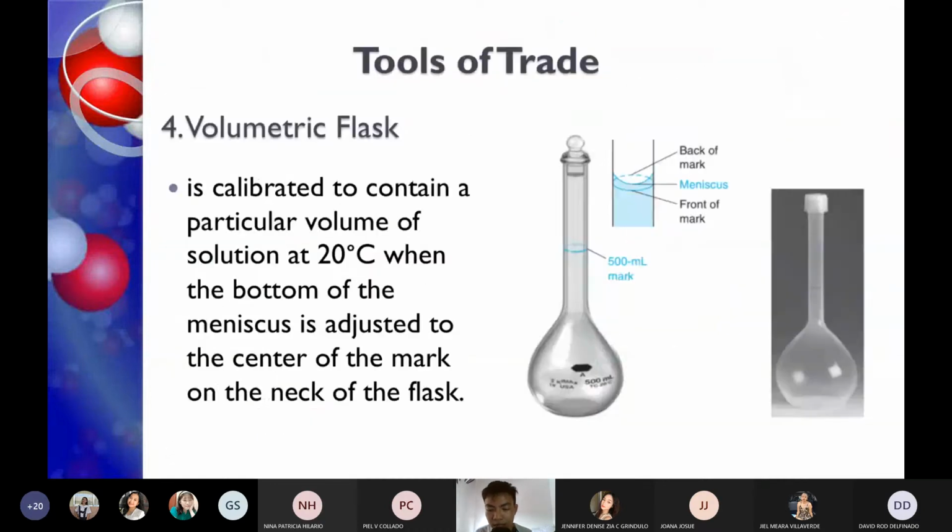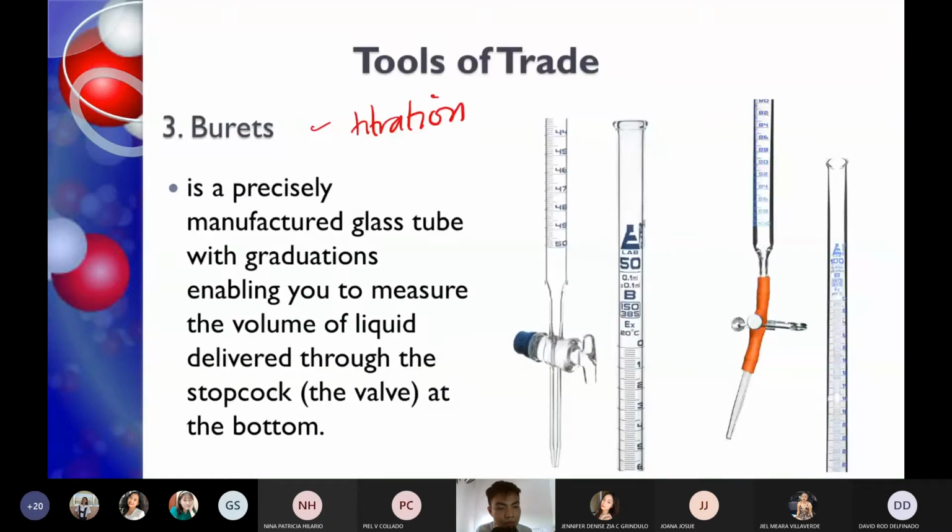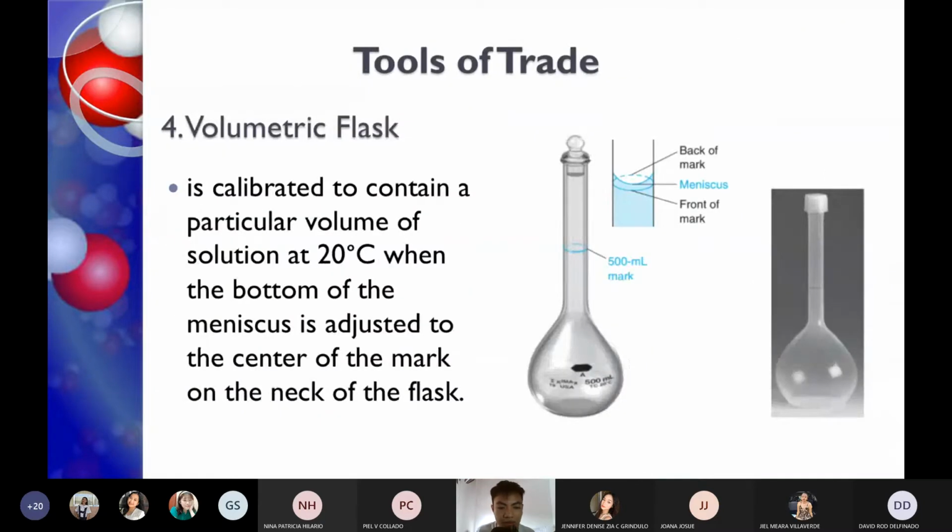Okay? Next one is the volumetric flask. So, volumetric flask, this is a tool which we use in preparing solutions. Kung ang burette, this is used for transferring liquids, transferring solutions. Ang volumetric flask, ito ay ginagamit to prepare solutions, okay? So, ito yung unang-unang gagawin nyo sa lab. Gagawa kayo ng solution, so ito yung gagamitin nyo, volumetric flask.